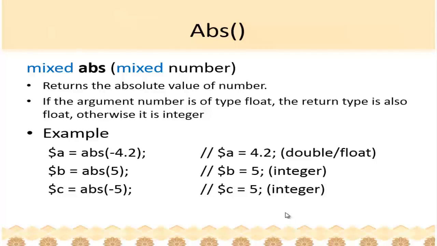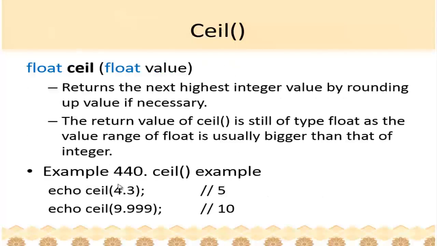The next one is the absolute function. This is the same as the absolute function in the C programming language. It will return an absolute value without the sign. Absolute means without the sign. So if it is minus, it will be returned without the sign. If it is plus, it will be without the sign. That's all. For any number, the absolute value of it is without the sign.